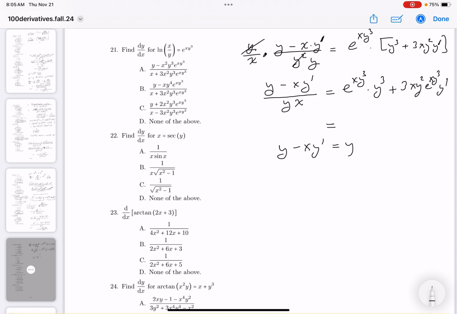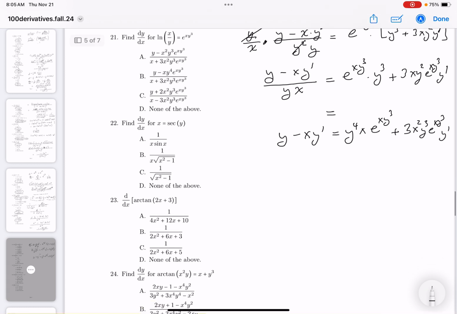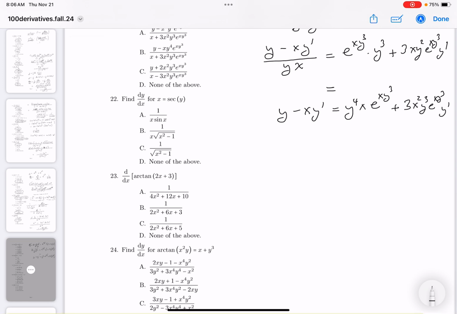What are you going to get there? You can get y to the 4, x, I'm multiplying both sides by yx, by the way. And then you get e to the x y cubed plus 3, that's going to be x squared now, and then a y cubed, e to the x y cubed y prime. I'm going to put the y primes on one side and the other things on the other side. So I'm taking these two things over here, and I'm going to factor as I do that. So it's going to be x plus 3x squared y cubed e to the x y cubed y prime.